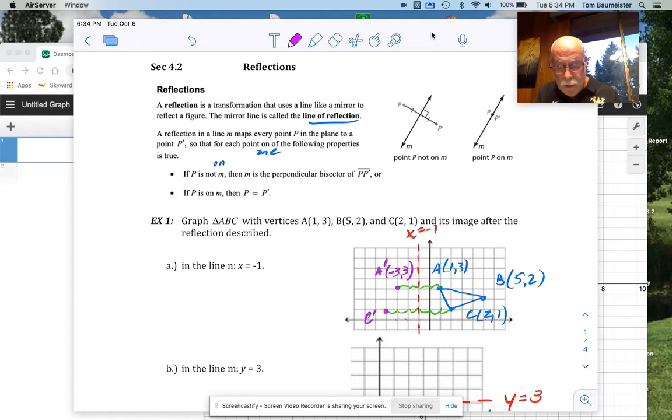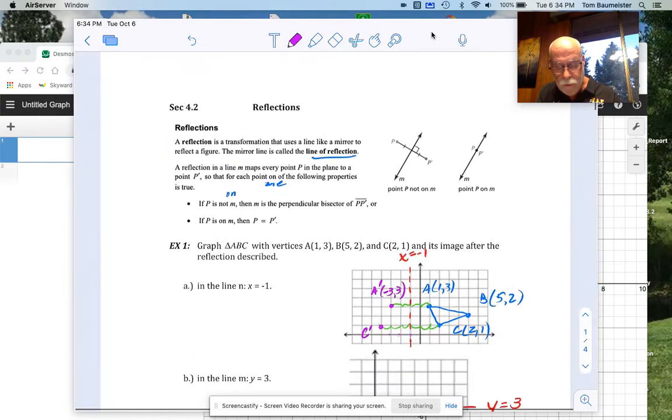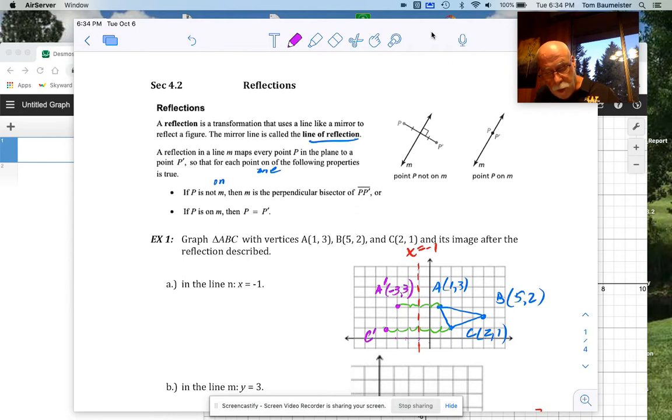And for that one, again, I'm going to go from the origin. I'm going to count 1, 2, 3, 4. So I'll go 4, and I will go up 1. So on that one there, our point is at 4 and 1.